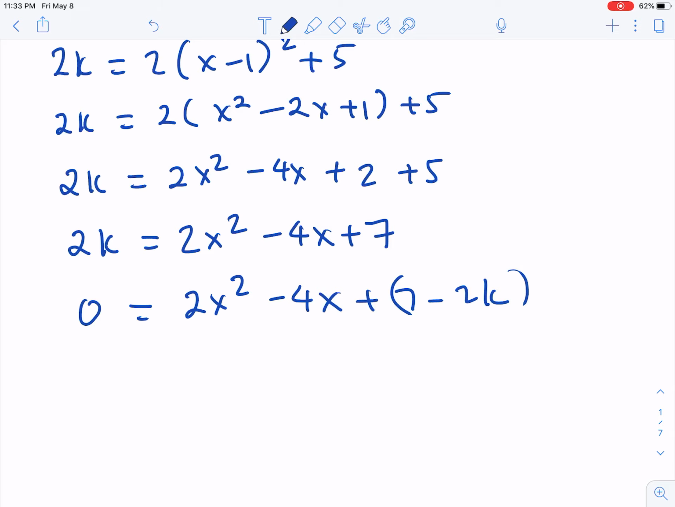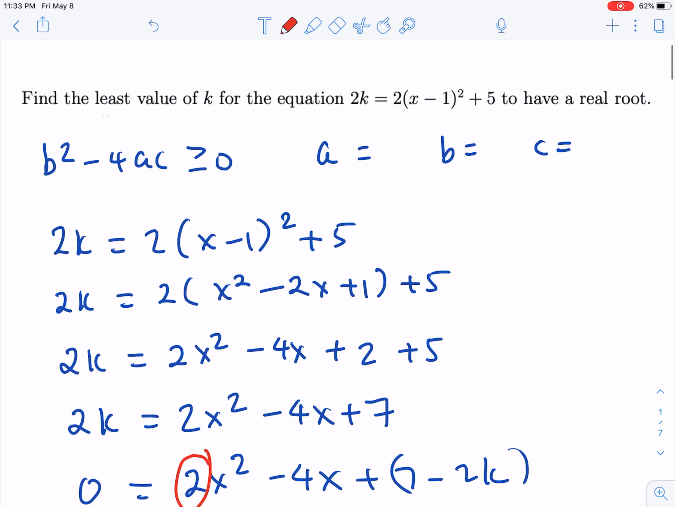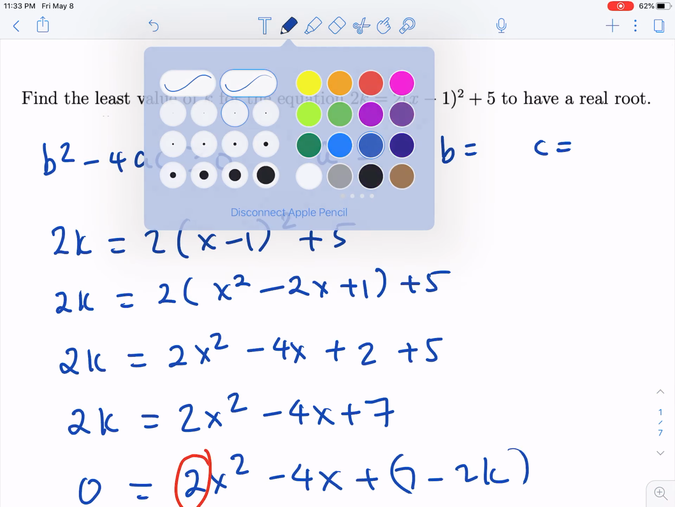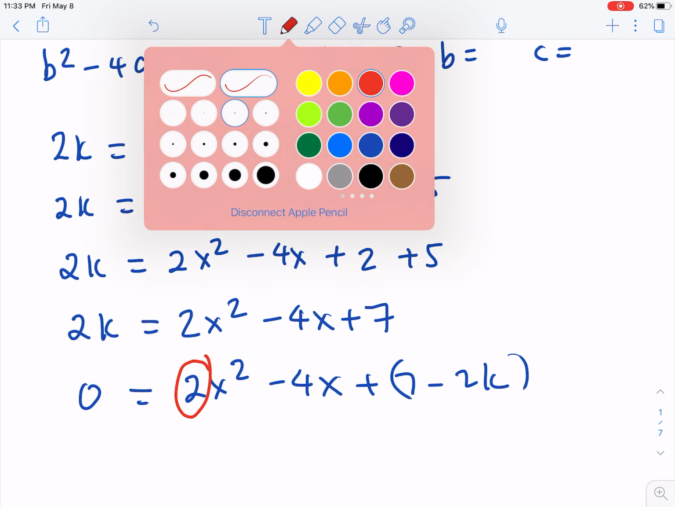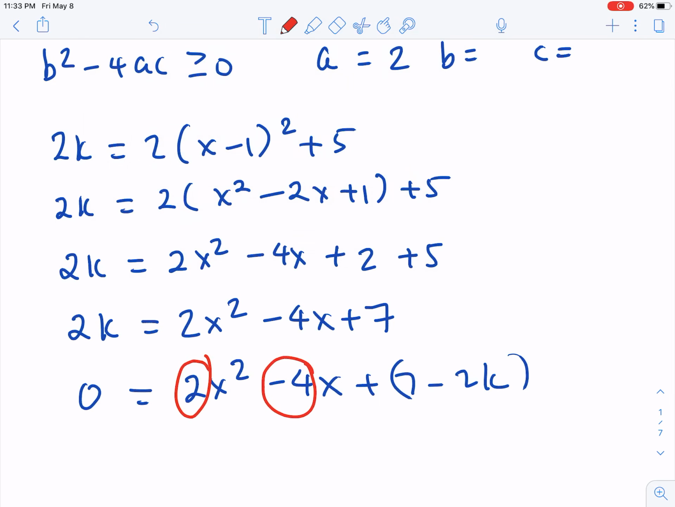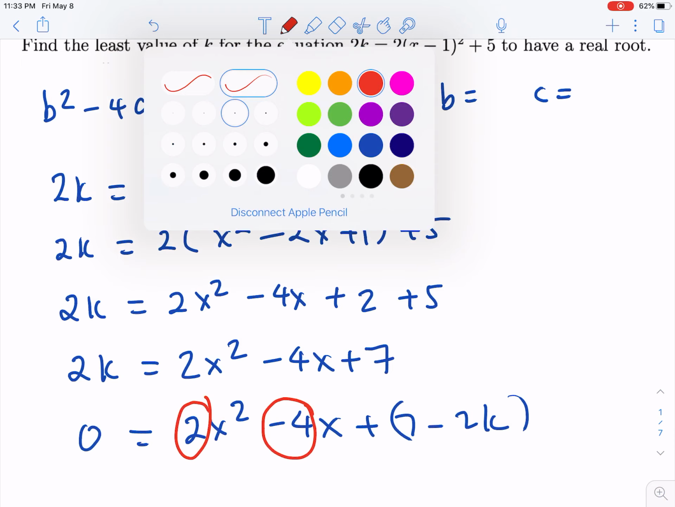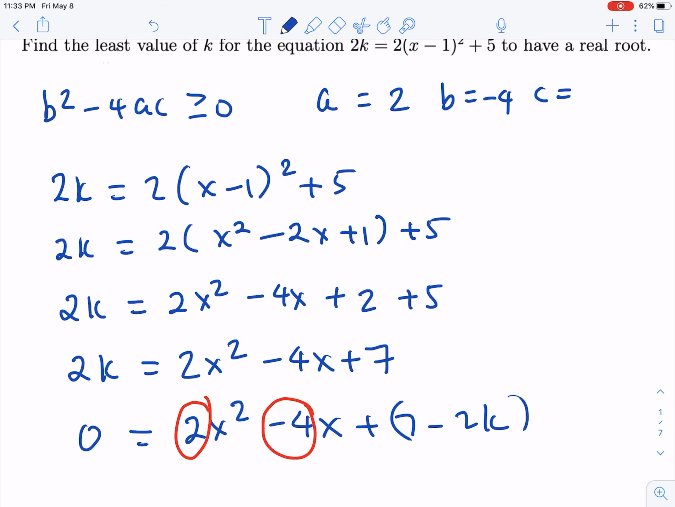So, ano yung a natin? Yung a natin, yung kasama no x squared. So, 2 yan. So, a natin ay 2. Ang b natin ay negative 4. No? And ang c natin ay yung 7 minus 2k.